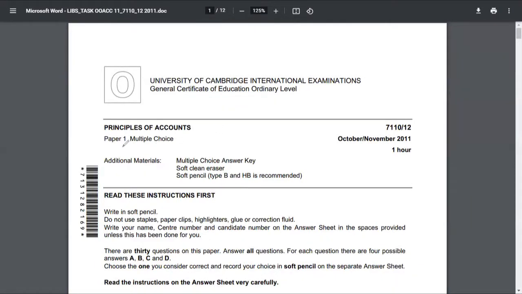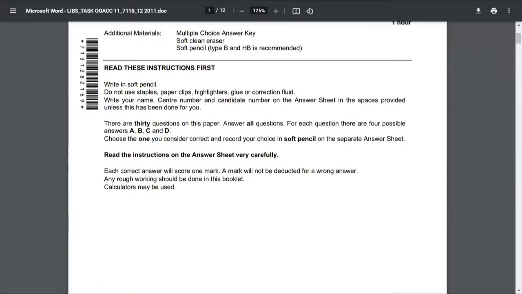In this video, we are going to solve paper 1 of Principles of Accounts, and the year is October-November 2011, and this is variant 2. So let's begin.